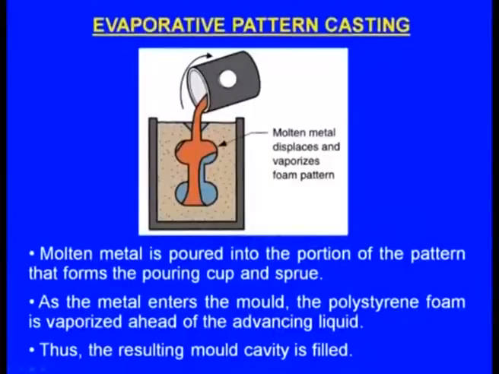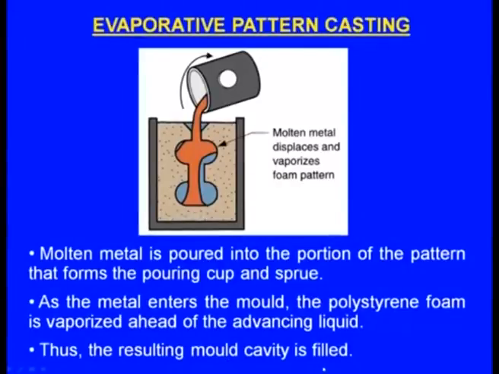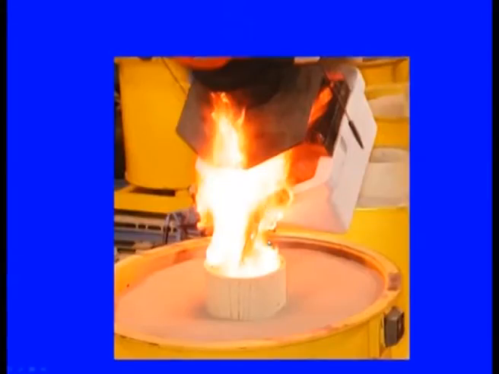Thus, as we keep pouring more and more metal, more and more pattern will be evaporated and it will be escaping. How long will this continue? Till the entire pattern is evaporated, we have to keep pouring the molten metal, till the entire cavity is filled with the molten metal. Now, the resulting mold cavity is filled with the molten metal. Yes, the pouring looks like this.